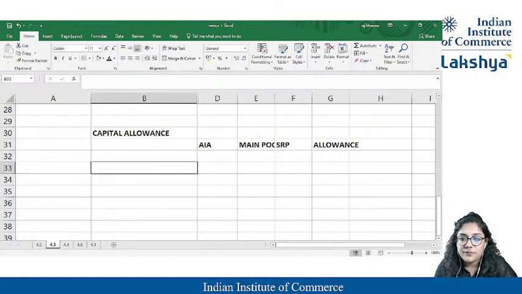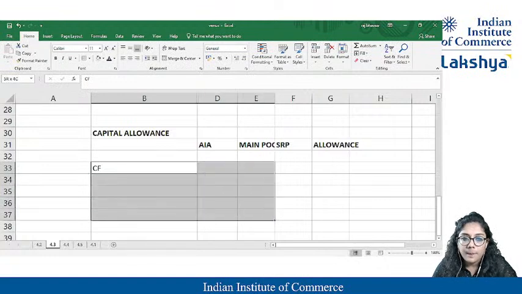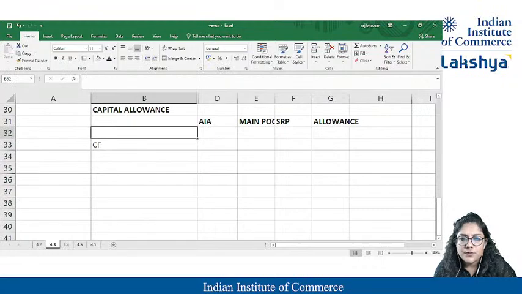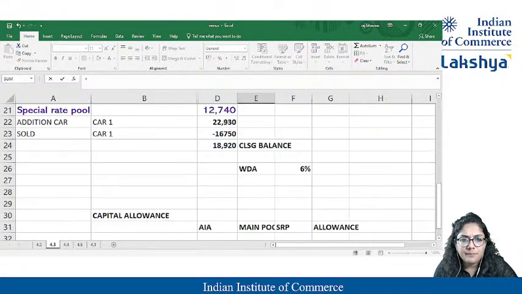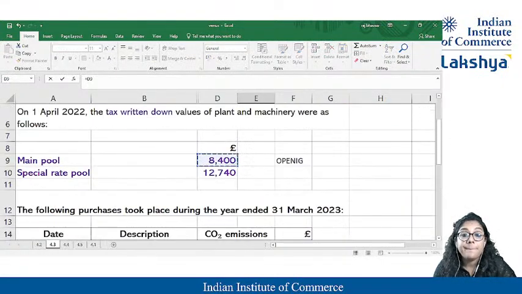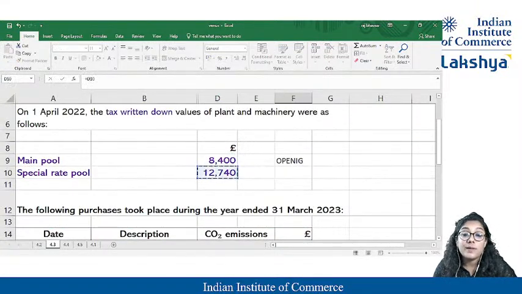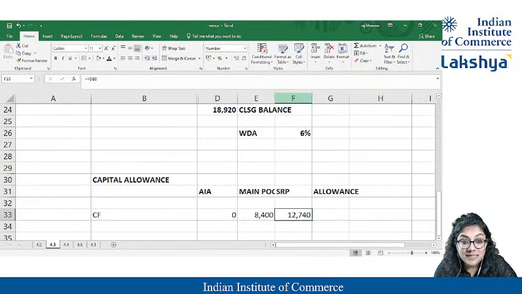Okay, what is the first scenario? What is my carry forward balance? Students, am I getting any carry forward for this, ma'am? There is a main pool carry forward, yeah. 8400, ma'am. Special rate also, ma'am. Carry forward is there, yeah. 12,740. Cool. Did we get this? Yes. Understood.